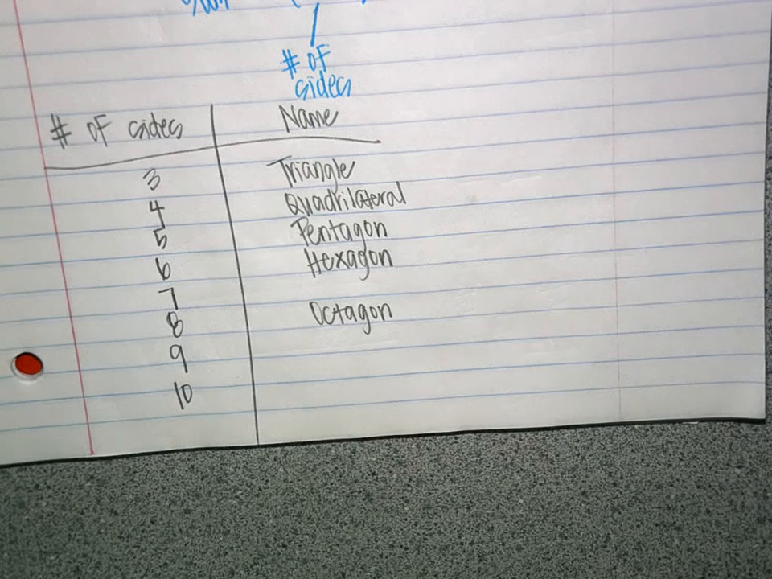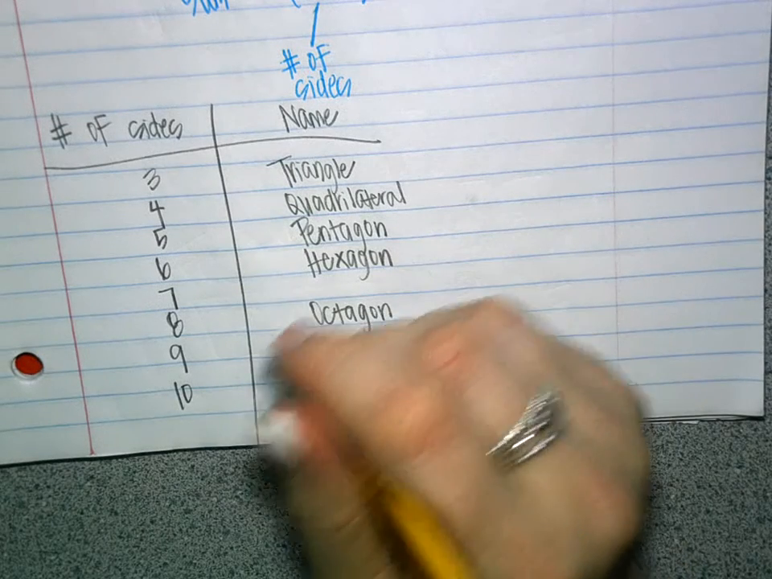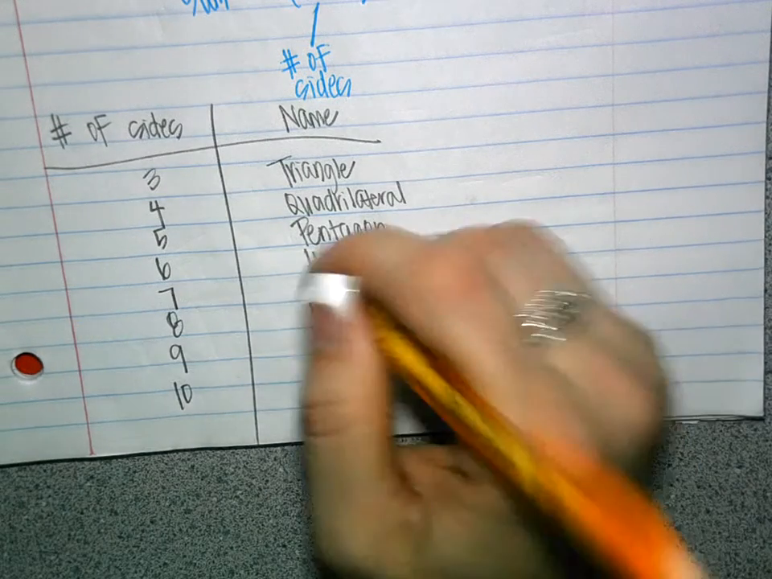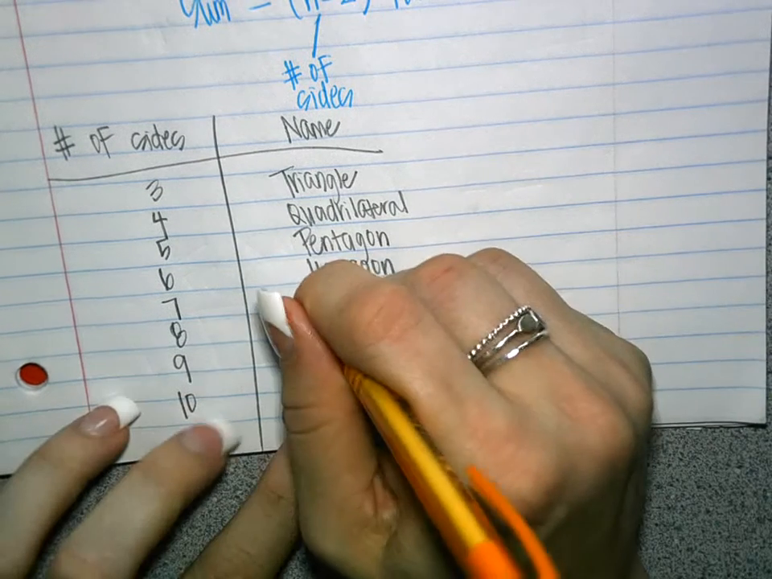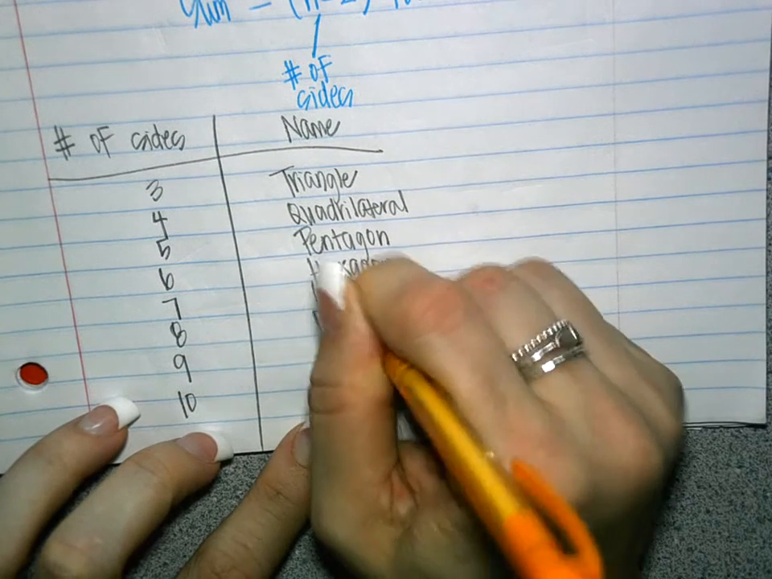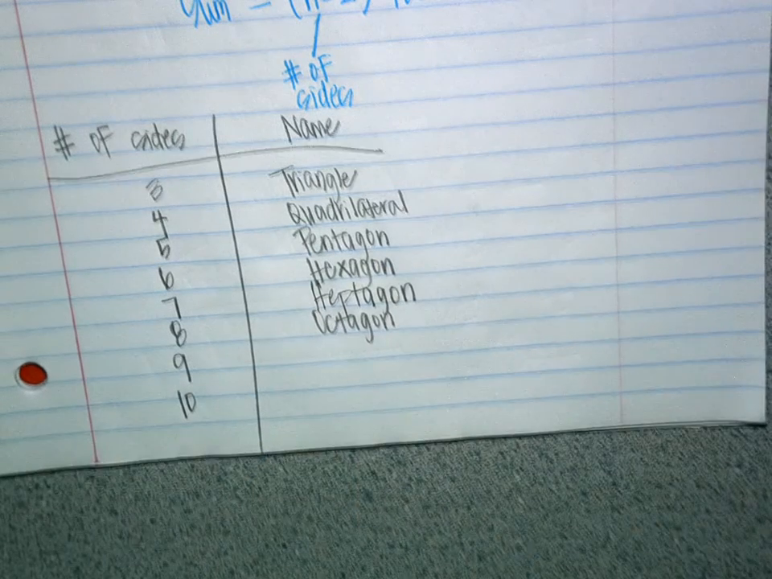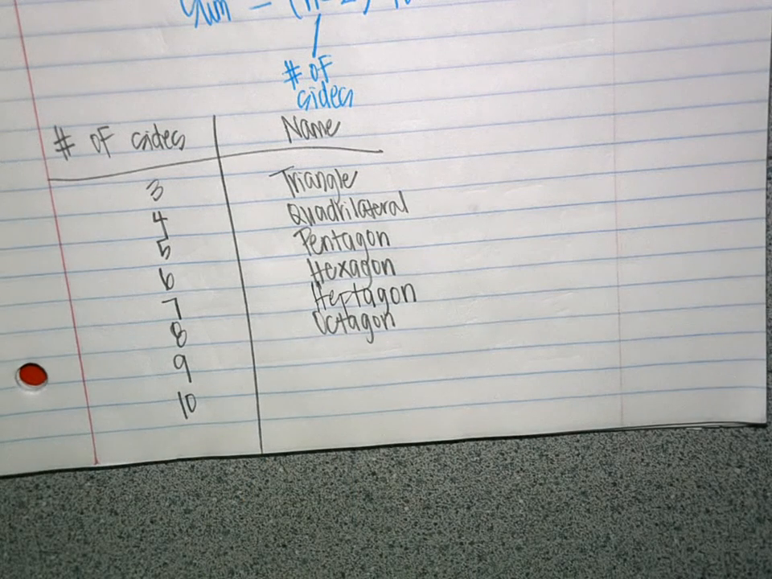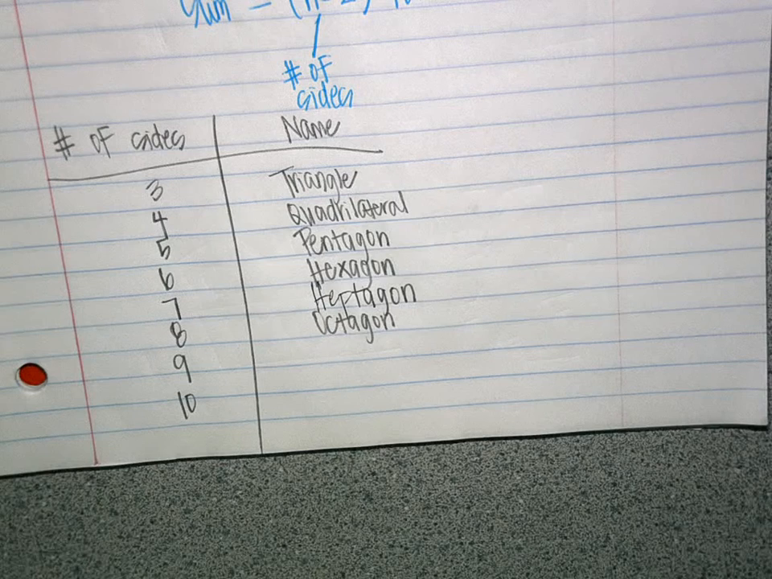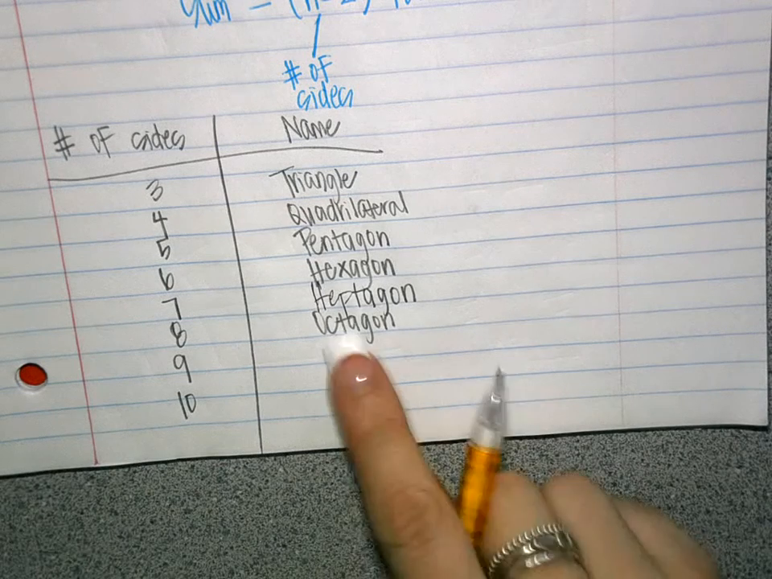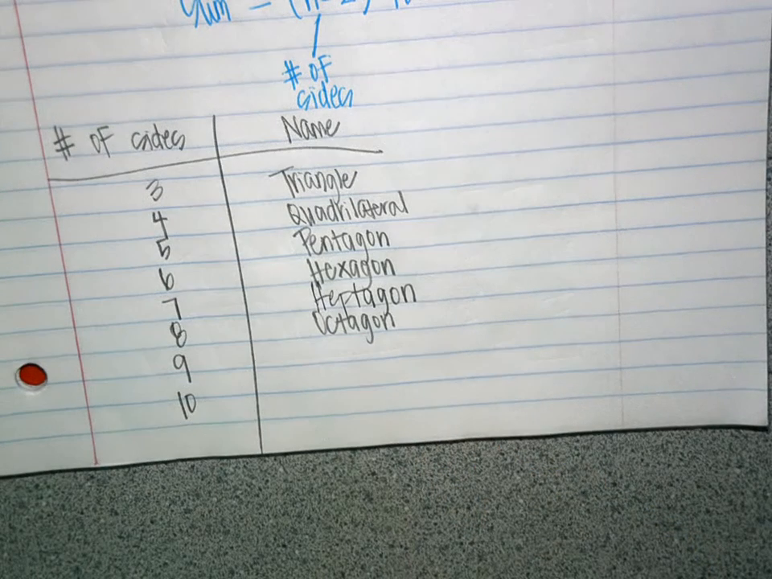No. Okay. Something that has 7 sides is called a heptagon. H-E-P-T-A-G-O-N. Heptagon.